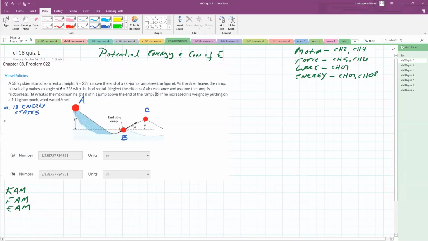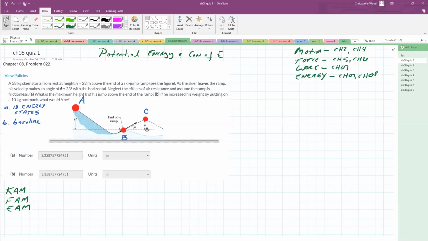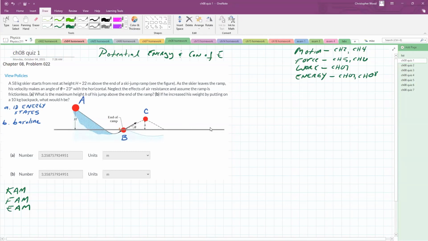Here's another recipe item. Establish a baseline. And this is totally up to you. It's sort of like establishing a coordinate system. So here's what I'm going to call a baseline. Baseline is my reference point. This is my baseline. And really, subscripting everything is so helpful.